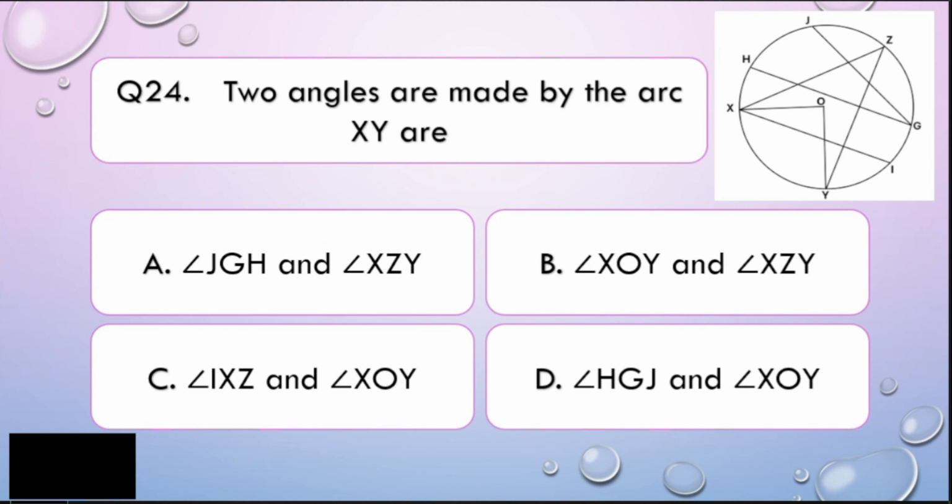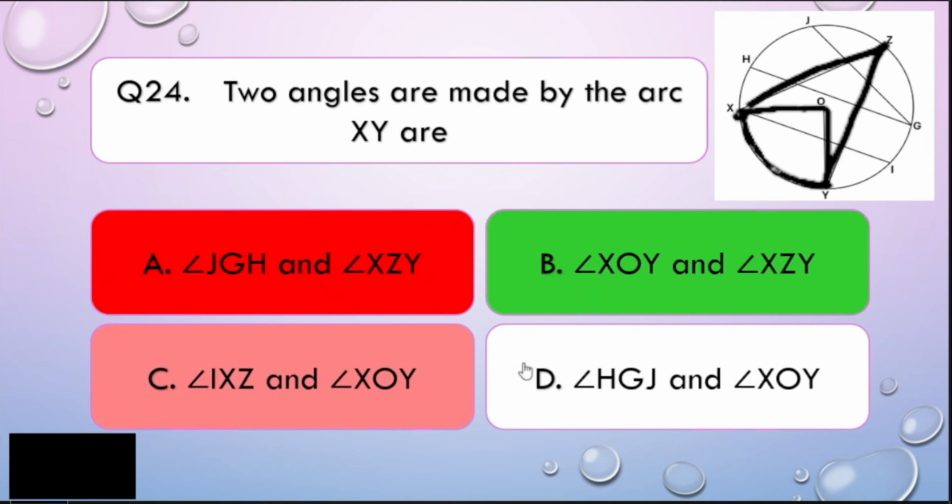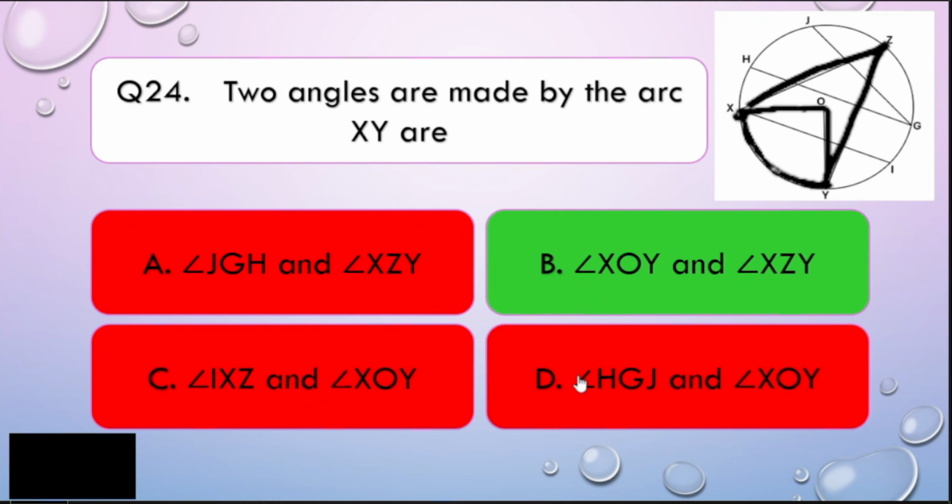Alright, math learners, now let us check here. What is this arc? Okay, so the arc that we are talking about is this one. Okay, the XY. So what angles are being made by this one? So this is the one. Okay, this one and this one. Alright, so that would be XZY and XOY. Okay, so we already got the correct answer, my dear math learners. Easy, right? Very easy, my dear math learners. So I hope you got that one.